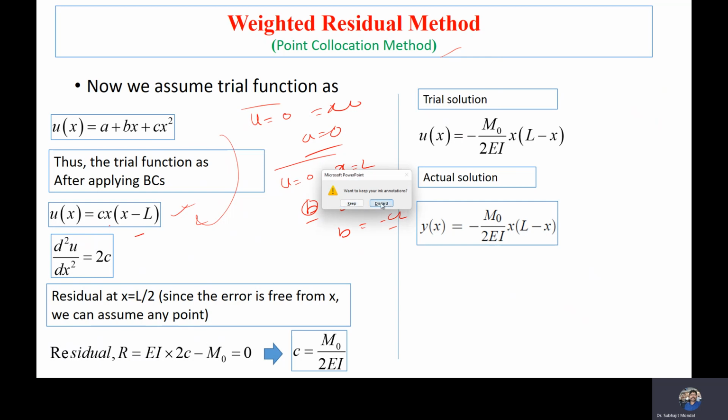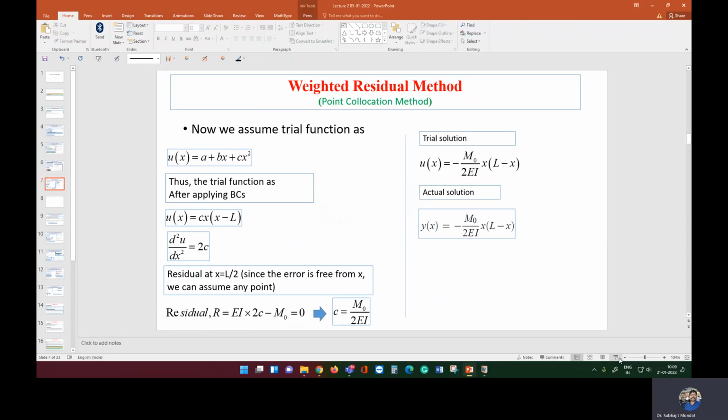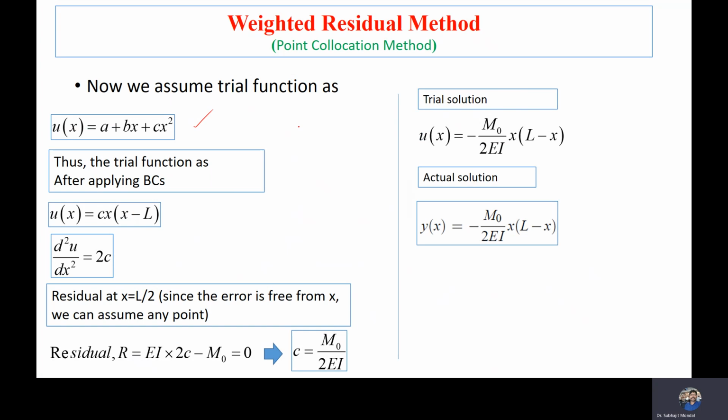Here you can see that initially we had three unknowns, but we put our boundary conditions into the trial function. The trial function must satisfy the boundary conditions which the actual solution satisfies. For our physical problem, y is equal to 0 at x equal to 0 and y is equal to 0 at x equal to L, so our u should also be 0 there. Now with the boundary conditions applied, we have our trial function or approximate function like this.